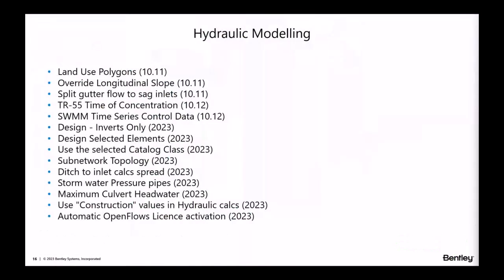We've also done a lot of other significant items. I've picked a few highlights here, such as the land use polygons, where we can use a weighted rational C value for a catchment. Improvements when designing a system, such as the ability to limit what's considered in several ways. Computing spread results for a ditch inlet that's draining a ditch kind of channel, and then setting the maximum headwater for a culvert has been improved as well.